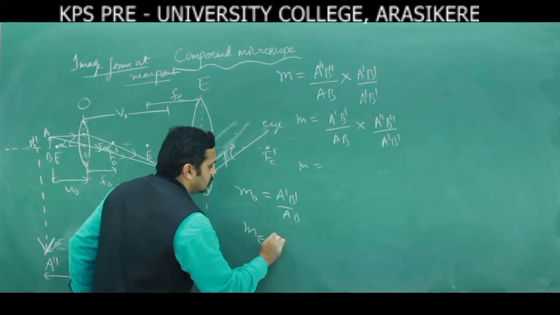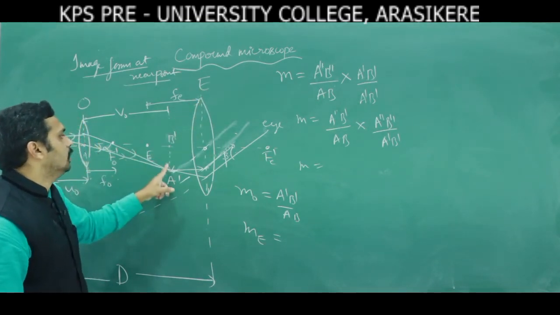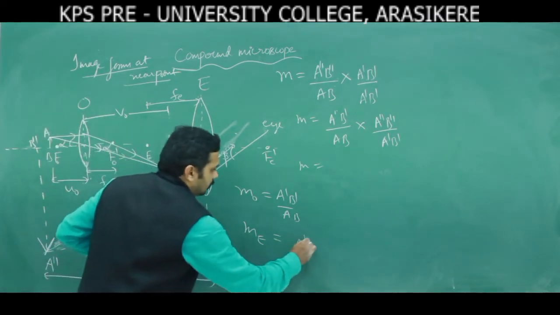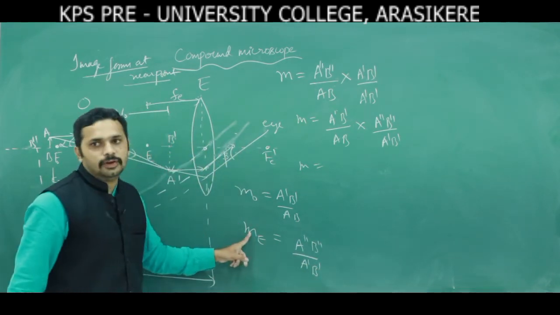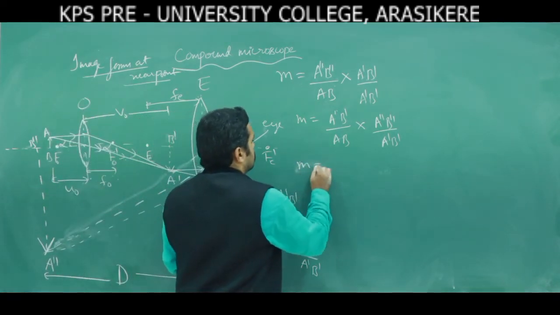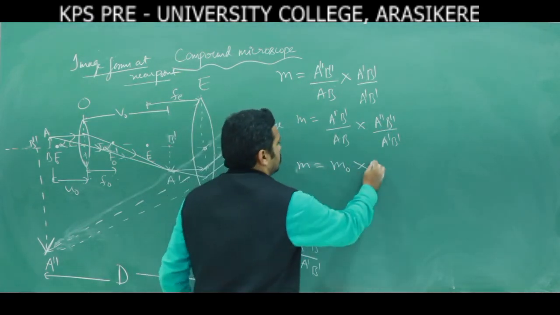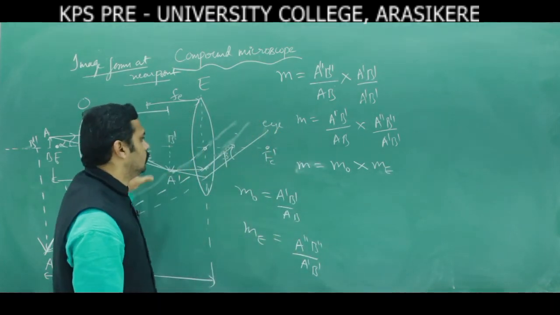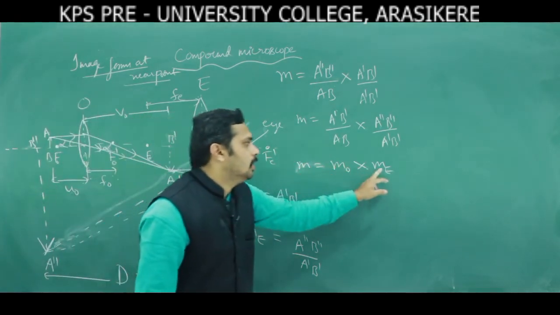What is the magnification produced by the eyepiece lens? We know that this image acts as an object for the eyepiece lens. For the eyepiece lens, this is the image, this is the object. A double dash B double dash by A dash B dash is the magnification produced by the eyepiece lens. Now this is M0, this is ME. The total magnification produced by compound microscope is the product of magnification produced by the objective lens and magnification produced by the eyepiece lens.